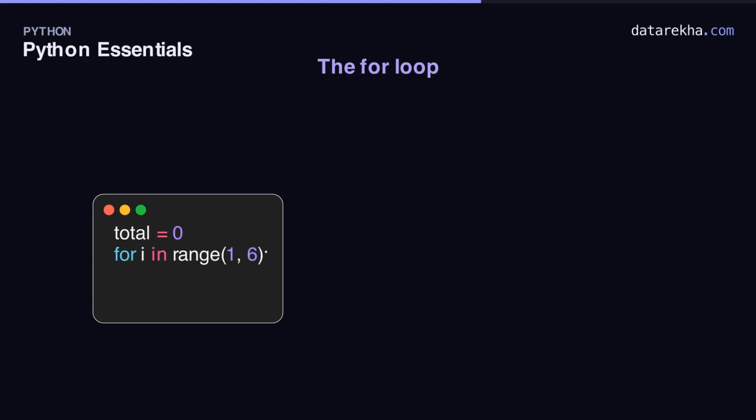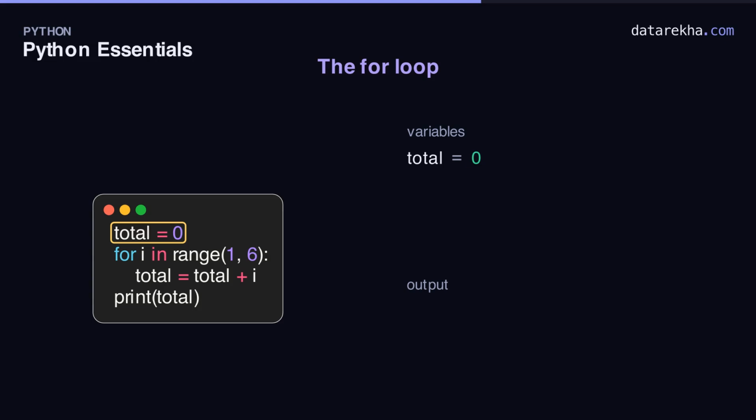Loops are where the magic is. A few lines do a great deal of work. The classic, add up 1 through 5. Start total at 0. Line 2, for i in range 1 to 6. A crucial rule. This gives you 1, 2, 3, 4, 5. It stops just before 6, not at it.